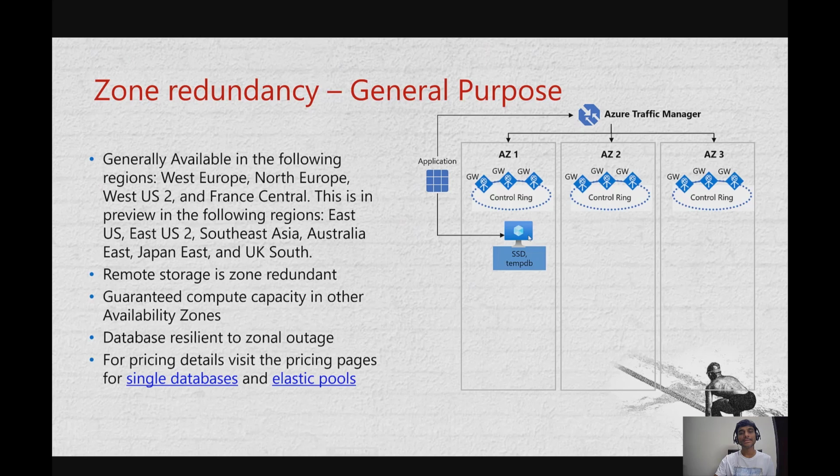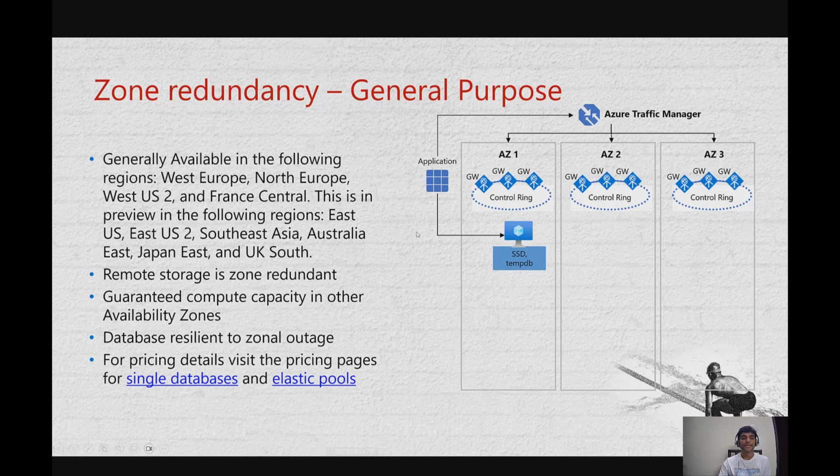Now let's look at the same architecture that we looked at for the various service tiers in terms of how they fare when you're looking at zone resiliency. So we recently announced general availability of general purpose SQL DB zone resiliency in 4 regions, which are West Europe, North Europe, West US2, and France Central. And we have a bunch of regions where we are still in preview. We are aggressively looking to GA in these regions as well.